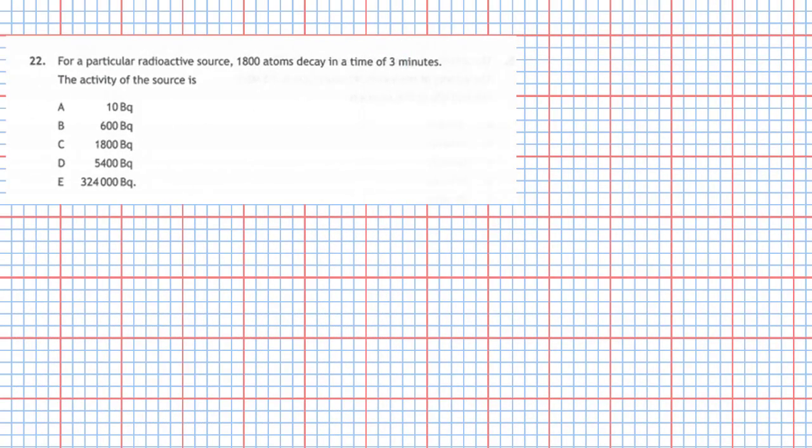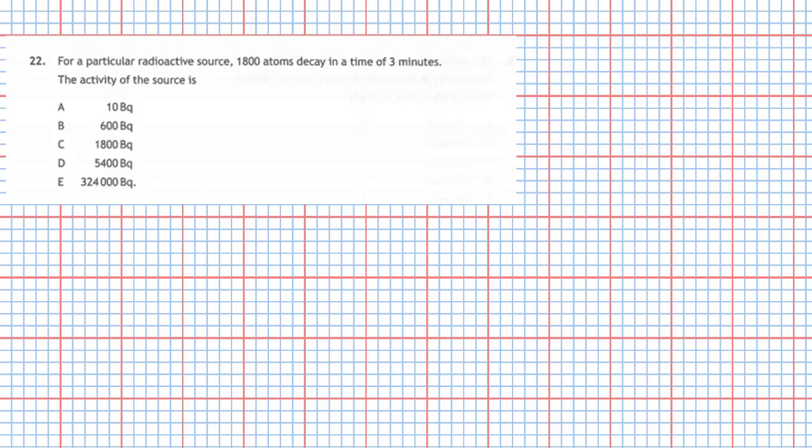Question 22 from Section 1 of the 2019 National 5 Physics Examination. For a particular radioactive source, 1,800 atoms decay in a time of 3 minutes. The activity of the source is, and you're given your 5 choices.